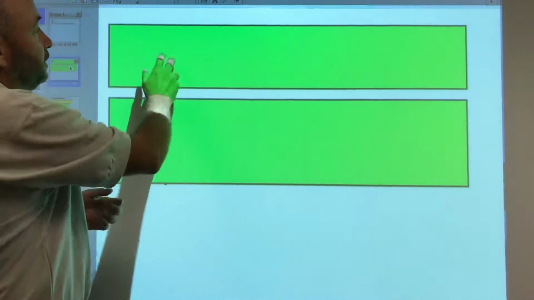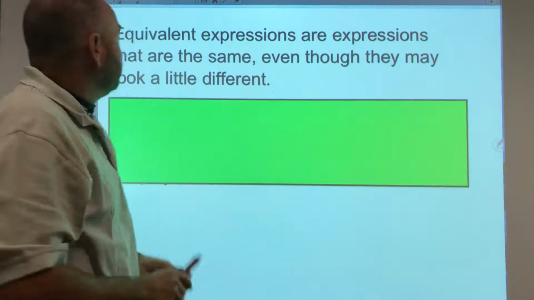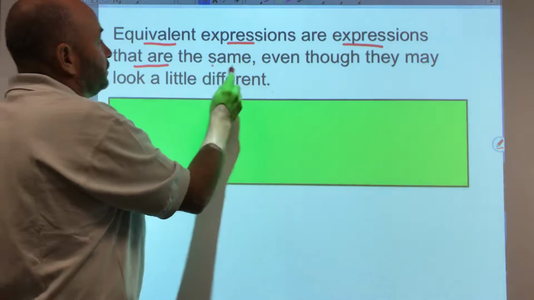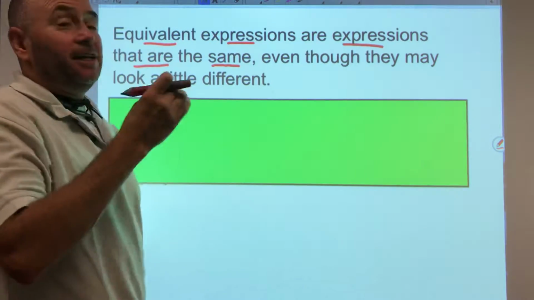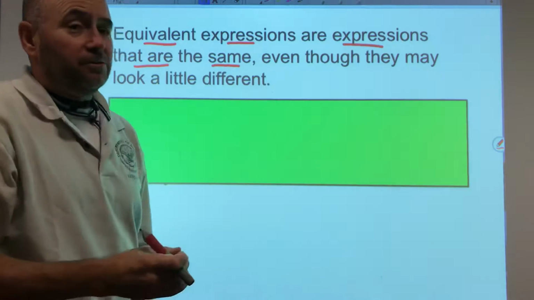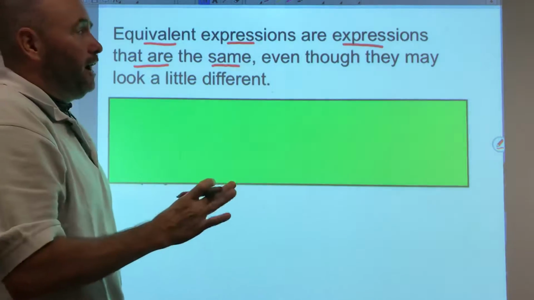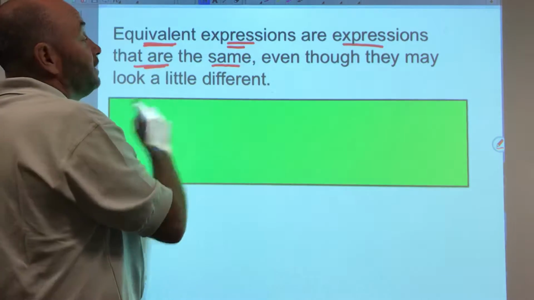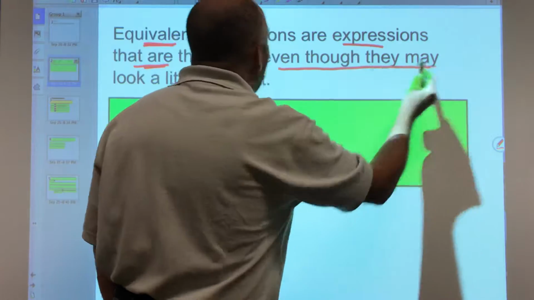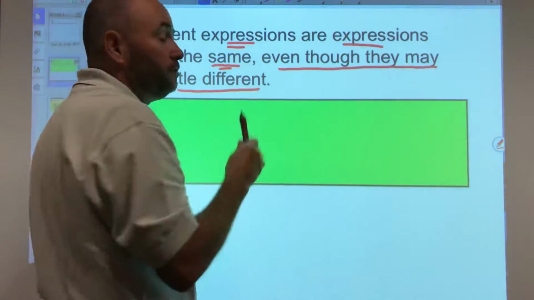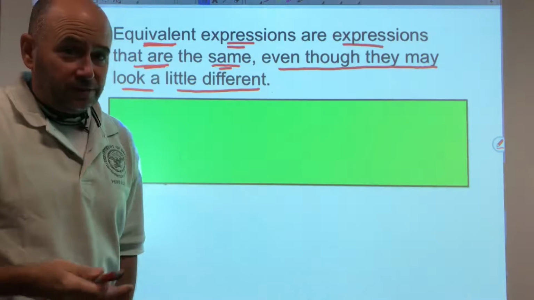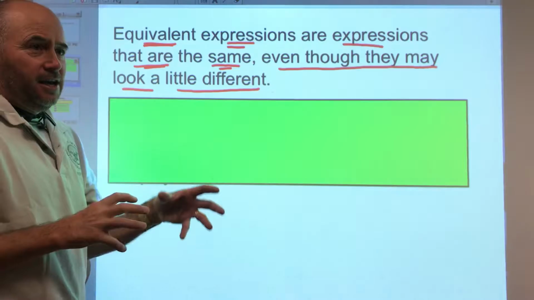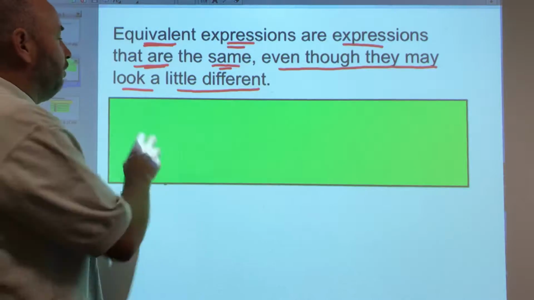Now, the first thing that's important to remember is this. Equivalent expressions are expressions that are the same, okay? In other words, they're going to give us the same value. They're written differently, but they give us the same value, okay? So, equivalent expressions are expressions that are the same even though they may look a little different, okay? So, they're going to be worth the same value, but they look differently, okay? Because sometimes you like to rearrange things in algebra to help evaluate and solve.